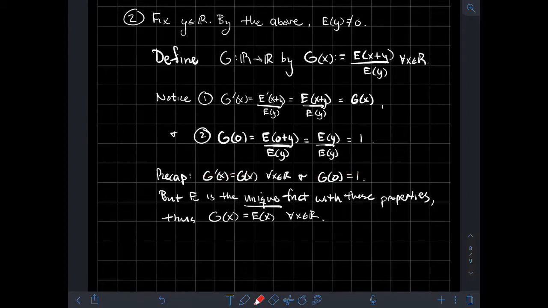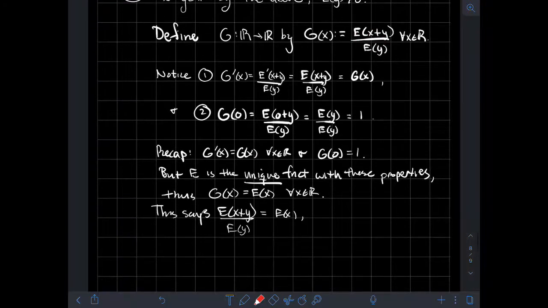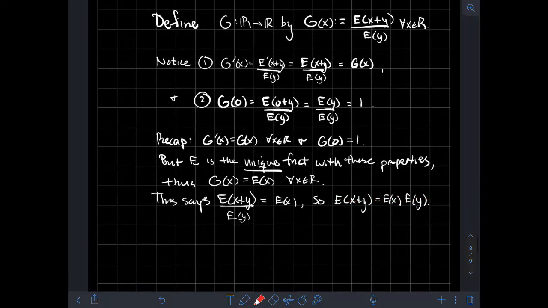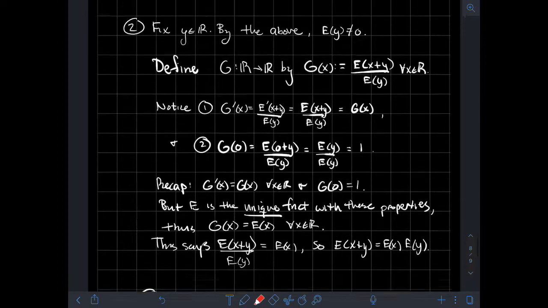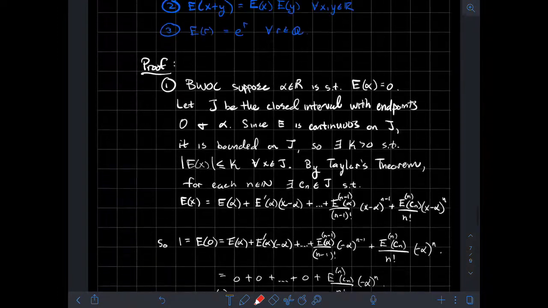And here's where you're going to see maybe why this goofy looking function, what's the point of it? Well, if g is equal to e here, what's the formula for g? That says e of x plus y over e of y is equal to e of x. Now just multiply that denominator onto the other side, and that's the exponent rule that we know and love. e of x plus y is equal to e of x times e of y. Number 3. What is number 3? I'll go back up. Sorry for the motion sickness, I apologize.